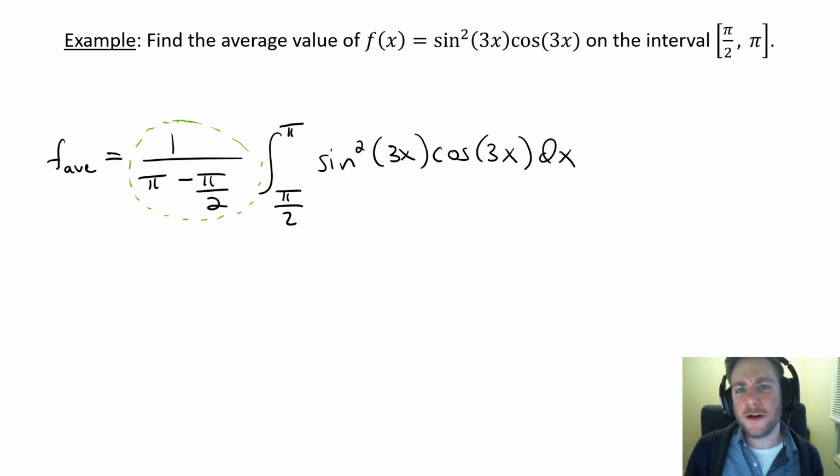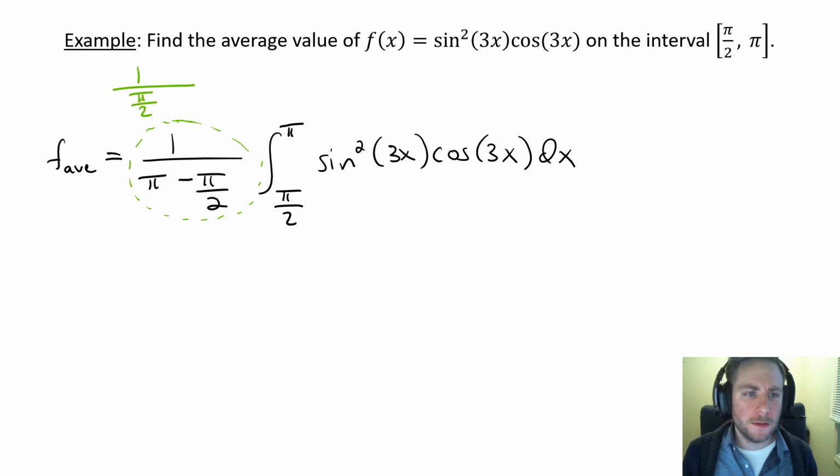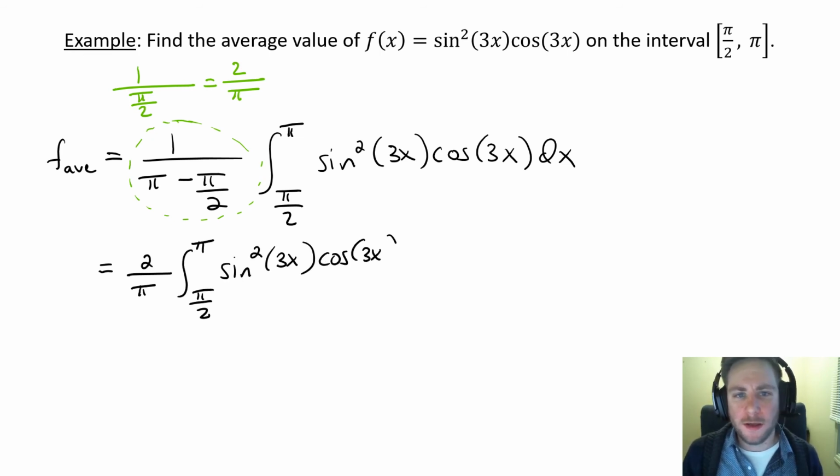In the denominator, I see pi minus pi over 2, and that would simplify to pi over 2 on the bottom. Like we saw before, division by a fraction can always be viewed as multiplication by its reciprocal, and so this coefficient simplifies to 2 over pi, and so this is what we end up with.